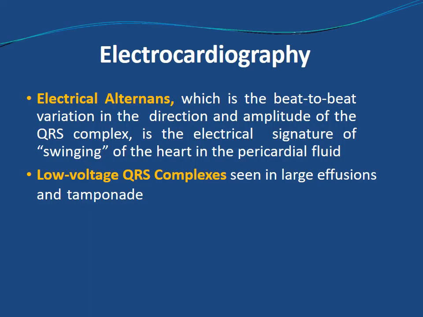In the ECG, there is a specific pattern called electrical alternans. It is a beat-to-beat variation in the direction and amplitude of the QRS complex. It is due to the swinging of the heart in the pericardial fluid. Another specific pattern which can be observed during pericardial effusion is low voltage complexes in large effusions and tamponade.